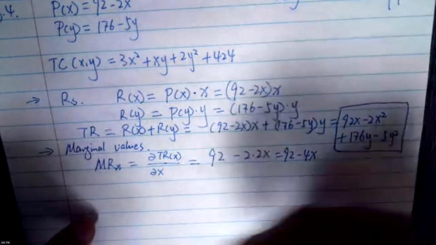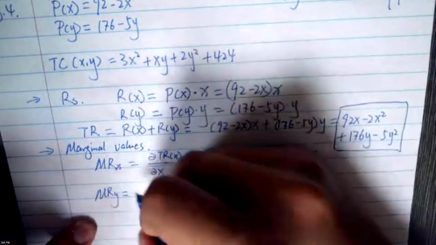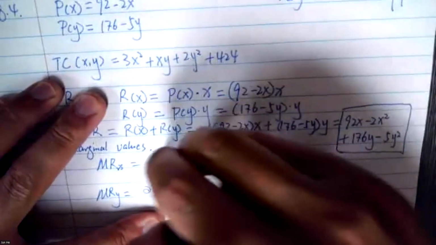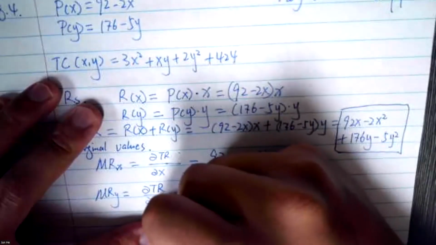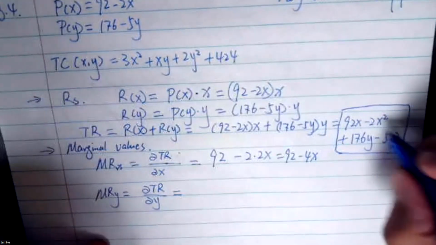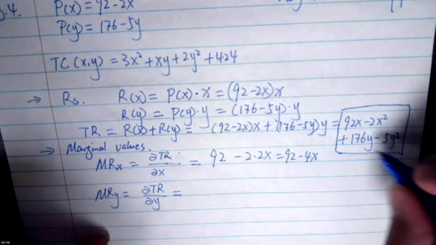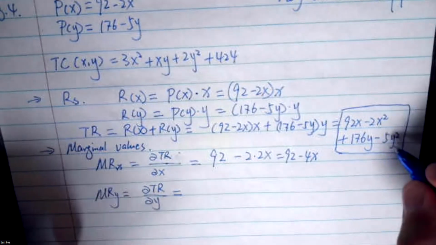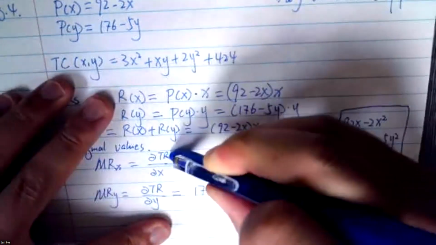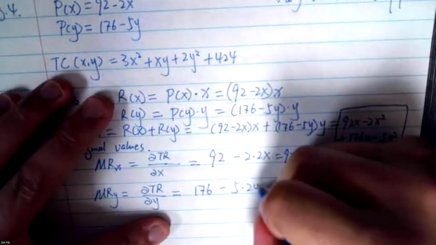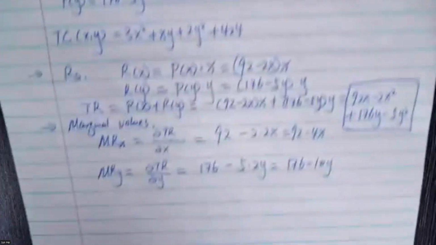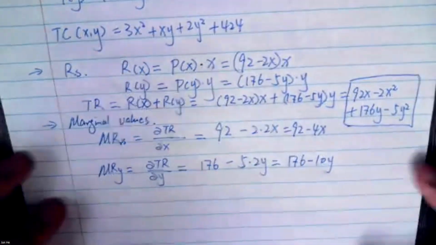Okay, and marginal revenue with respect to y is the derivative of total revenue with respect to y. The first two terms are disregarded because that's only x, and here we only view y as the variable. That's 176 minus 5 times 2y, which is 176 minus 10y. Okay, that's the marginal revenue of y.